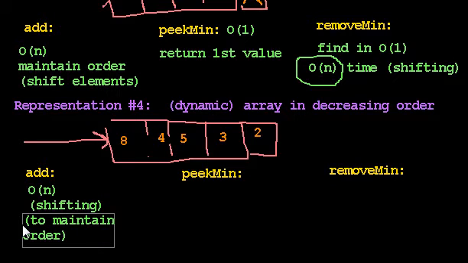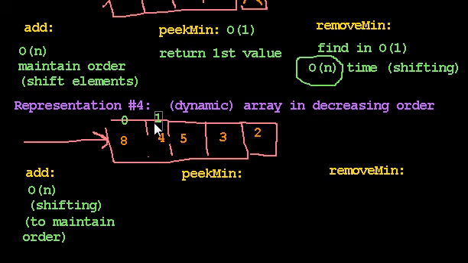Okay, how about peeking at the minimum? How long does it take to find the minimum? Well, where's the minimum? If it's in decreasing order, it's the last element, and because I know this is one of these, let's label my indexes 0, 1, 2, 3, 4, because it's an array, I can access any element in constant time, including the last one. Therefore, constant time to find the minimum. Just return the last value.